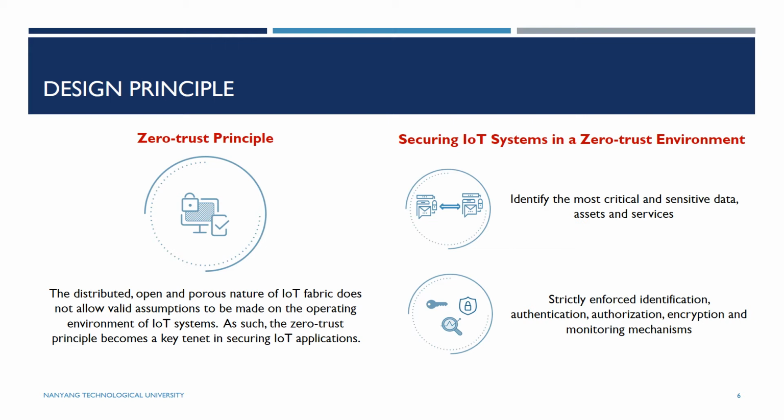And the key characteristics for securing IoT systems in a zero trust environment include specifically the need for identifying the most critical, crucial and sensitive assets and services that need to be protected stringently. We also need to strictly enforce identification, authentication, authorization, encryption, and monitoring mechanisms for such critical and sensitive activities, which basically are the activities that process such data.